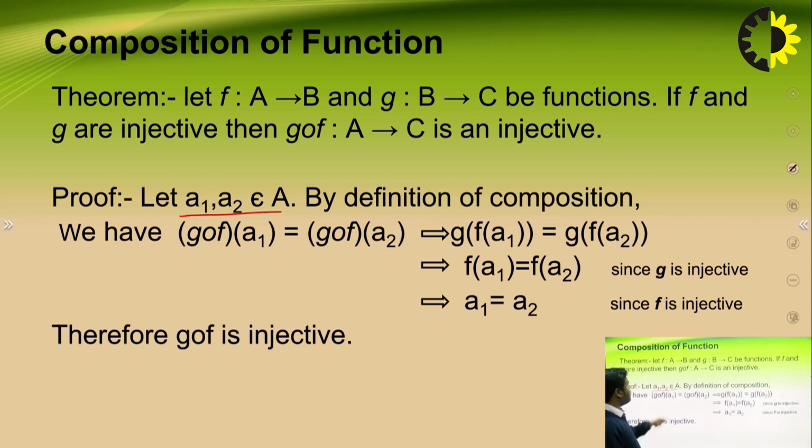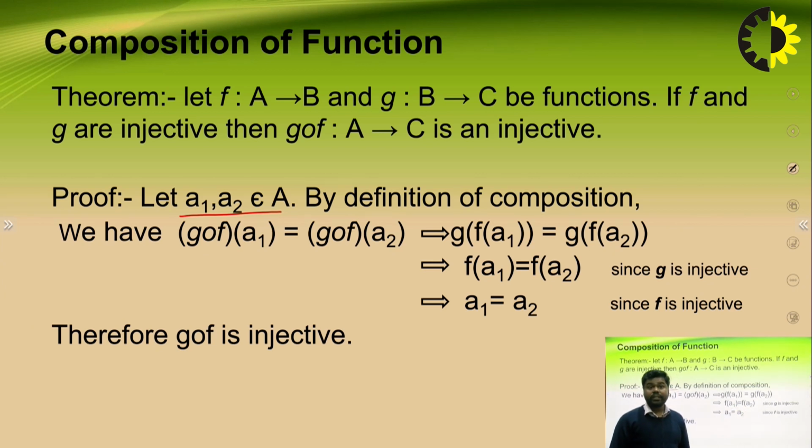By the definition of the composition, we have g of f of a1 equal to g of f of a2. It means the value g of f of a1 is equal to g of f of a2. So how is it equal? I am going to solve it by the diagram. So function f of a1 equals function f of a2.